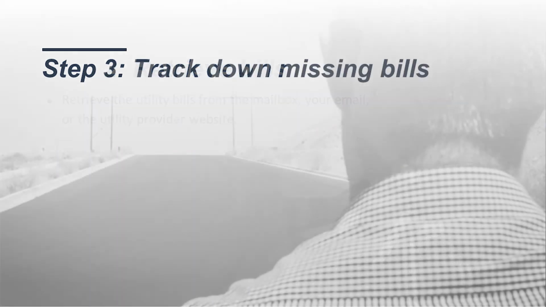Step 3, track down missing bills. There's a million reasons why missing bills happen. So step 1 in identifying a missing bill is you need to understand when to expect the bill. And when you haven't received it, you need to be able to flag that.